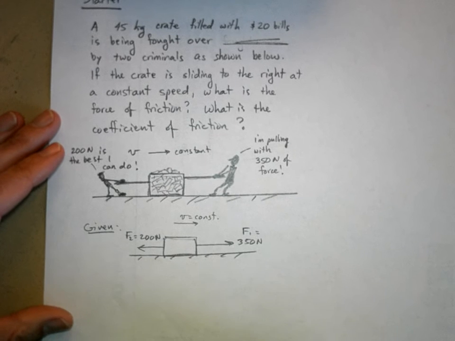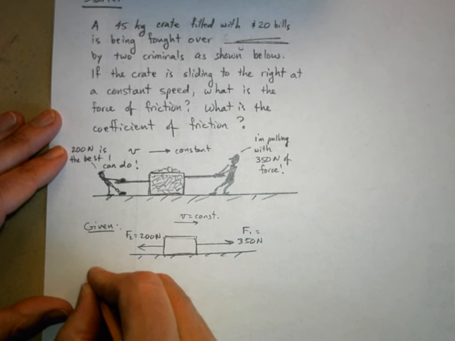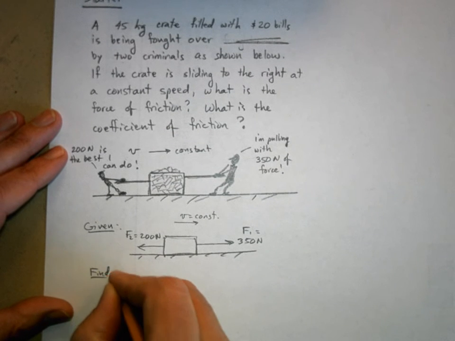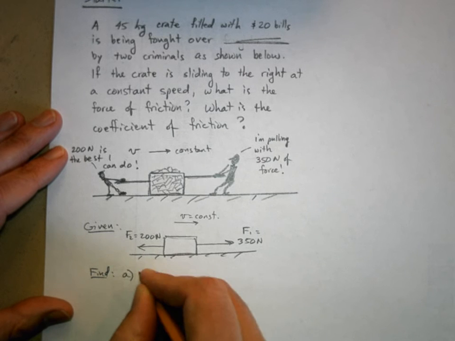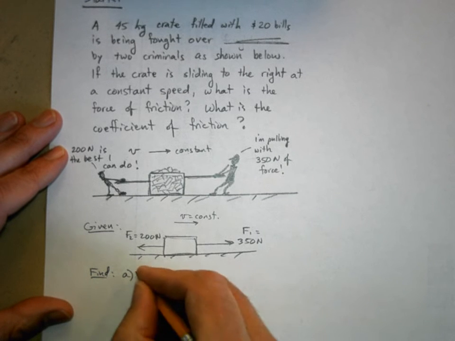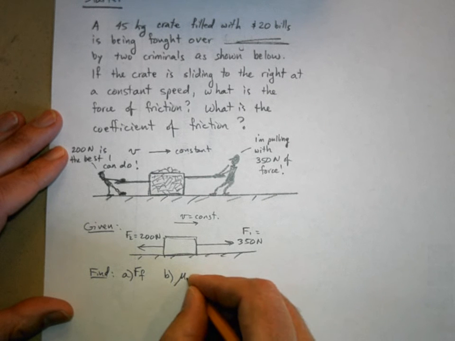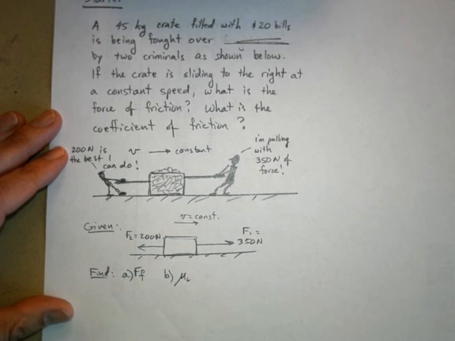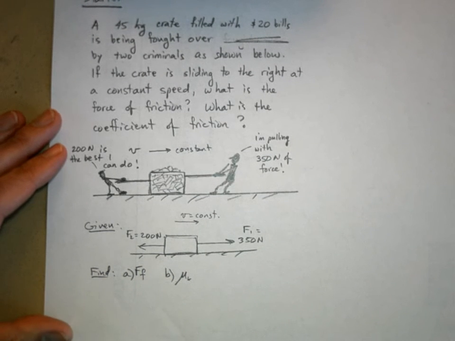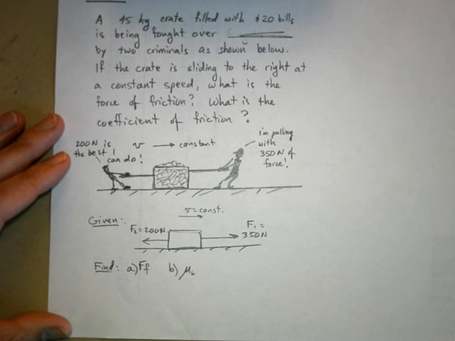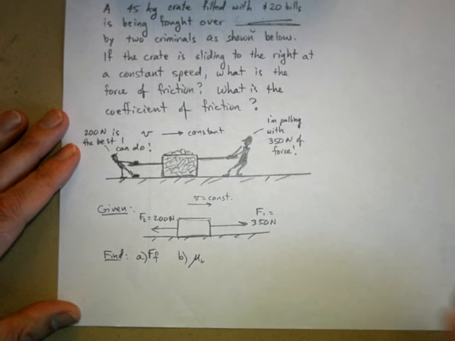And so we want to find, A, the force of friction, F sub F, and then B, we want to know what is the coefficient. And this is kinetic friction, obviously, because it's sliding. So let's solve it.